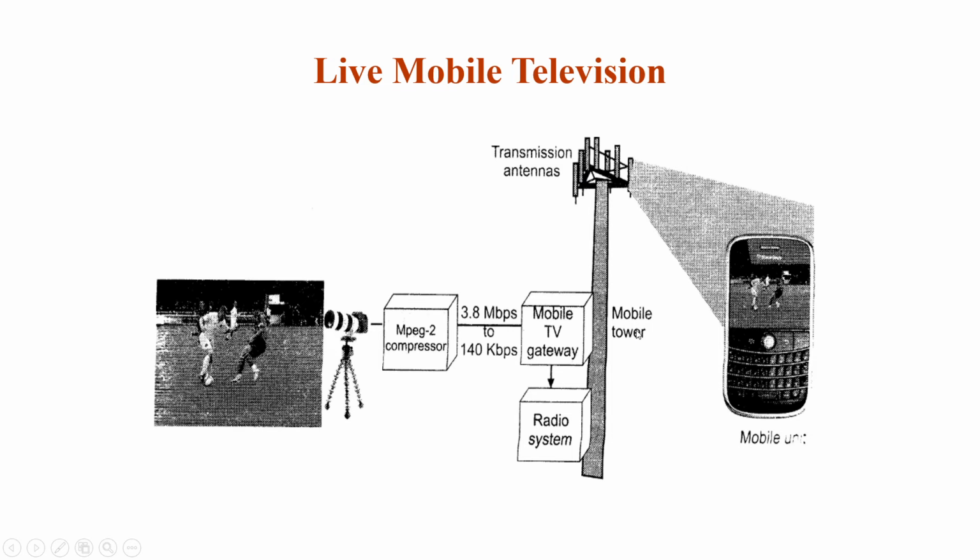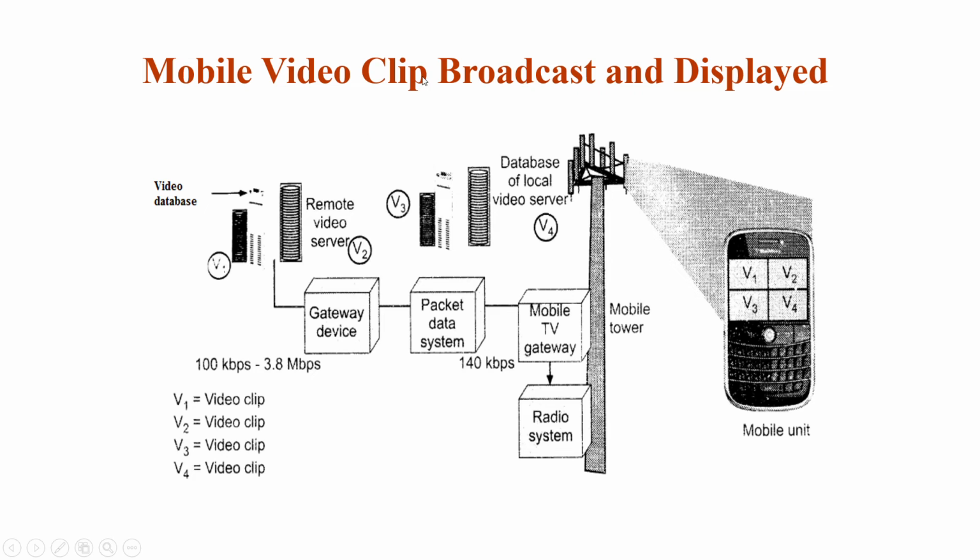You will have a mobile tower over here. The transmission antenna takes that video and directly broadcasts it to your mobile unit. Mobile video clip broadcast and display. Now you can see you are having 4 clips over here: video clip 1, 2, 3 and 4.